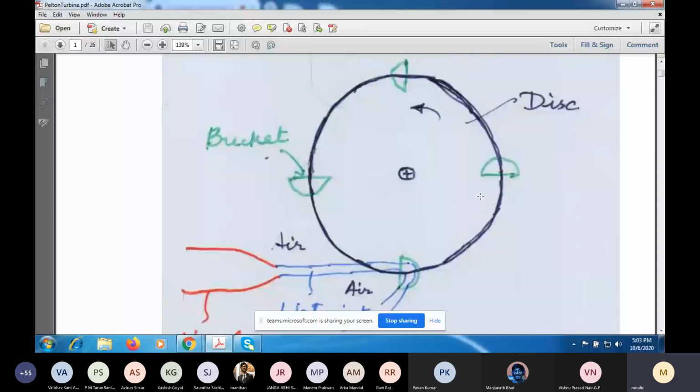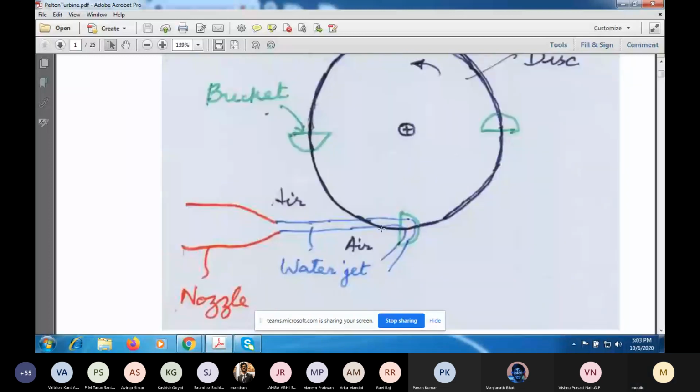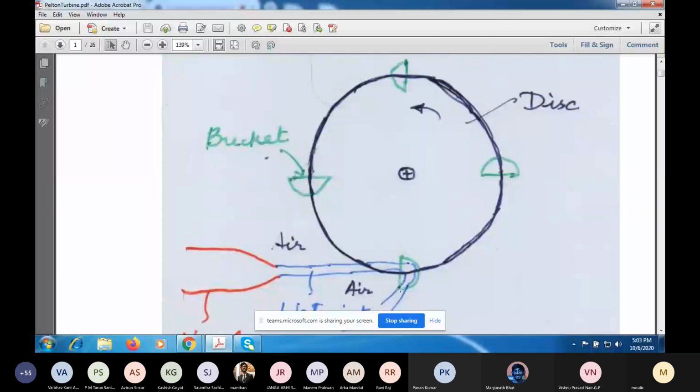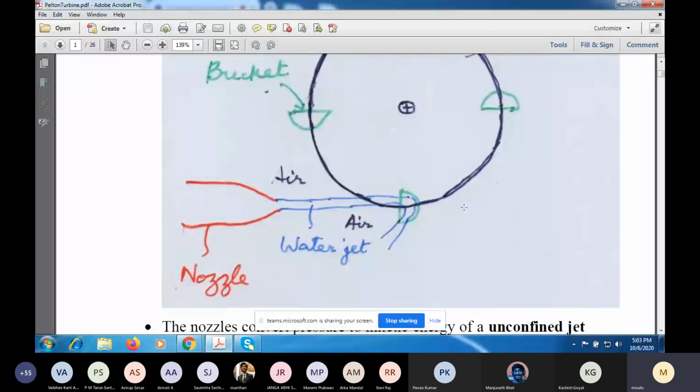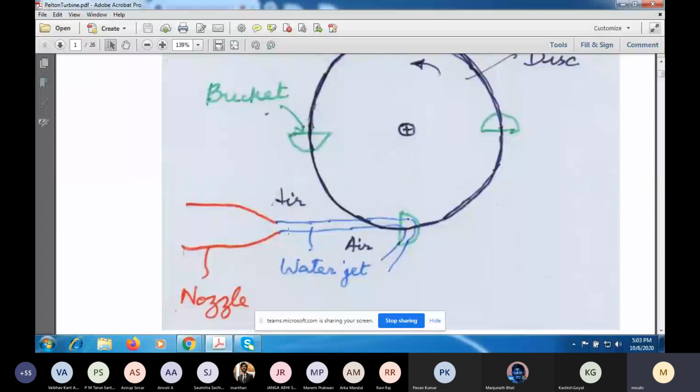So the water jet will strike the bucket and it will be deflected. So let us see how to predict the power generated by this Pelton turbine. And it will obviously depend on certain parameters. One of the things that you can guess is it will depend on the speed of the water jet at the exit of the nozzle.